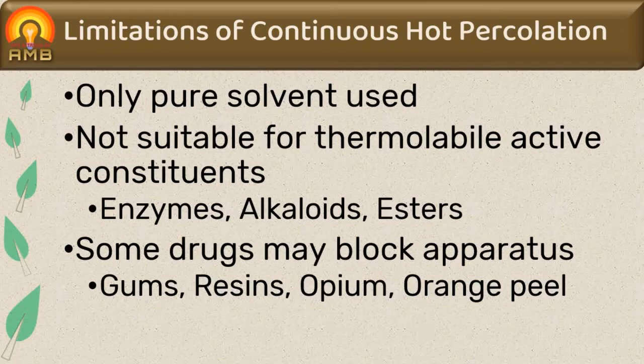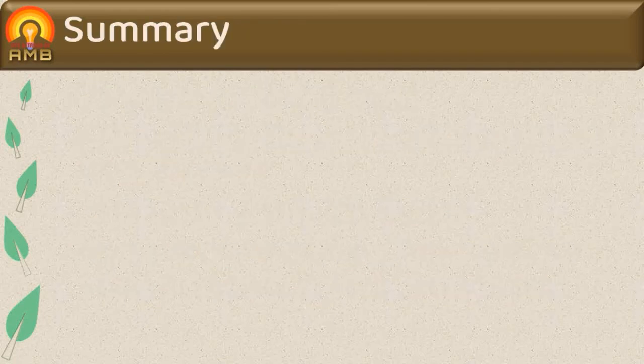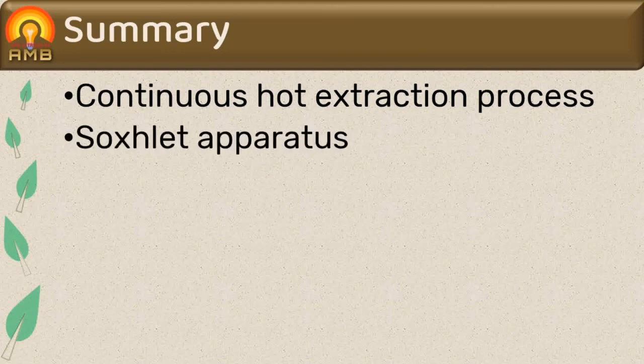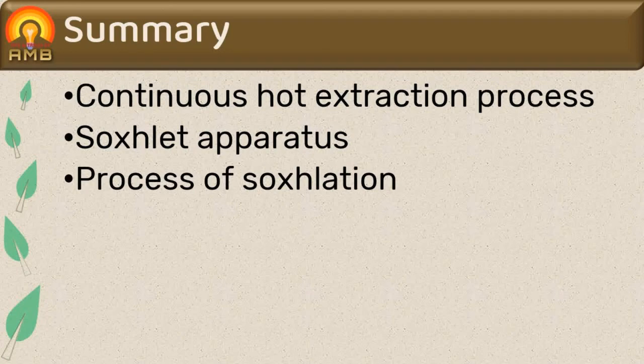Now it's time to summarize today's session. We discussed that for extraction of hard crude drugs or drugs difficult to extract, continuous hot extraction process is used. The apparatus used for this process is called Soxhlet Apparatus. We discussed different parts of this apparatus and how it is used for the extraction process.